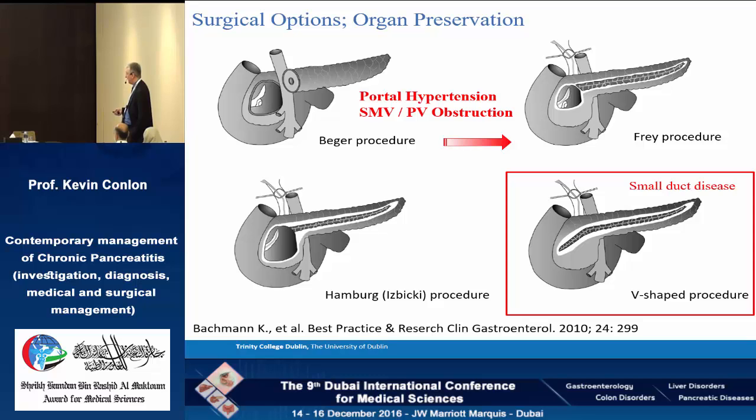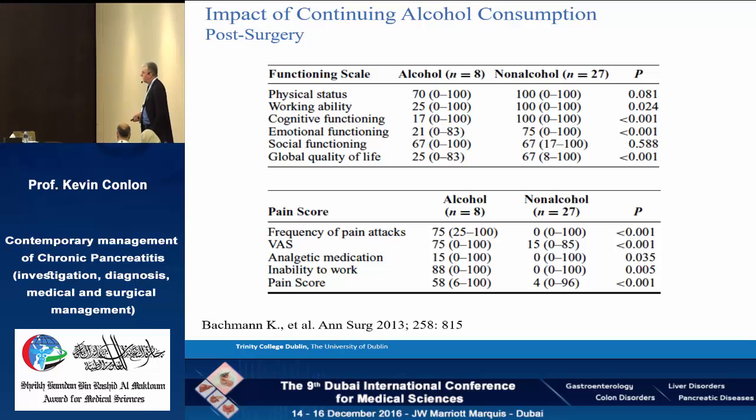And this is just opening up the gland and creating a kind of a trench, because you're believing that you've got small duct hypertension, and this relieves it. I mentioned earlier on, alcohol cessation is incredibly important. So irrespective of what operation you do, irrespective of whether you do a resection or whether you do a Frey or Beger or an Izbicki operation, if you don't get them off alcohol, they're going to do badly.